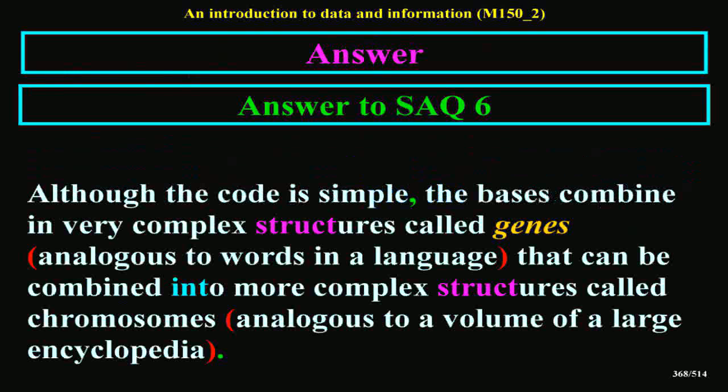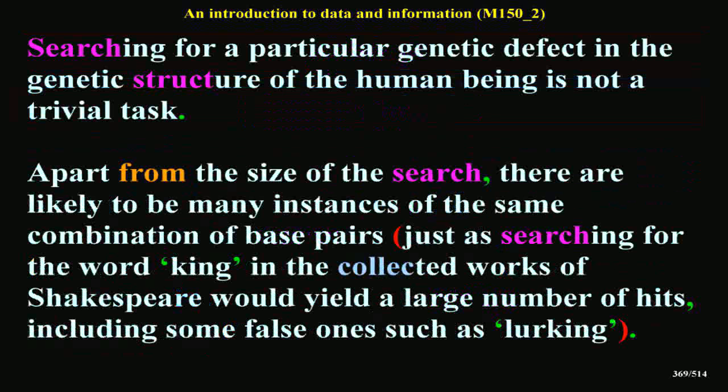Answer to SAQ 6. Although the code is simple, the bases combine in very complex structures called genes, analogous to words in a language, that can be combined into more complex structures called chromosomes, analogous to a volume of a large encyclopedia. Searching for a particular genetic defect in the genetic structure of the human being is not a trivial task. Apart from the size of the search, there are likely to be many instances of the same combination of base pairs, just as searching for the word king in the collected works of Shakespeare would yield a large number of hits, including some false ones such as lurking.